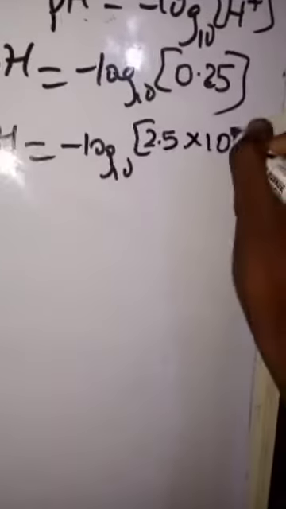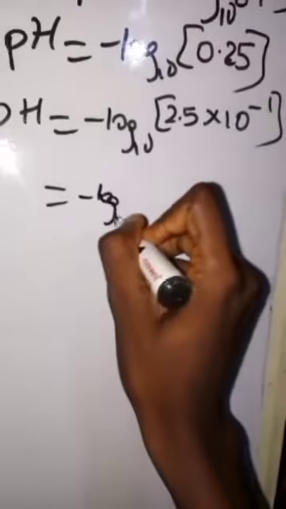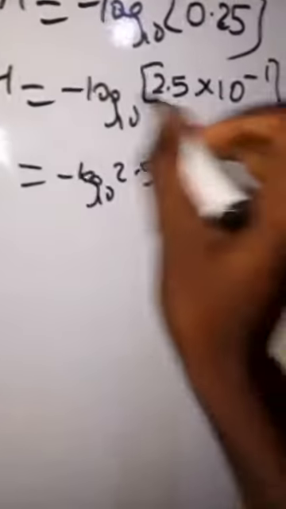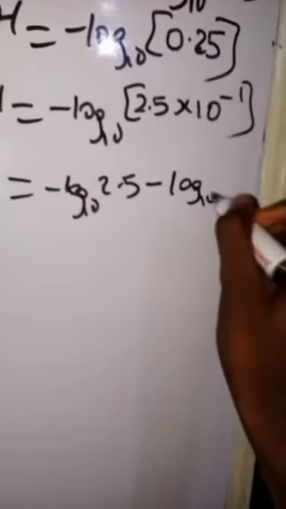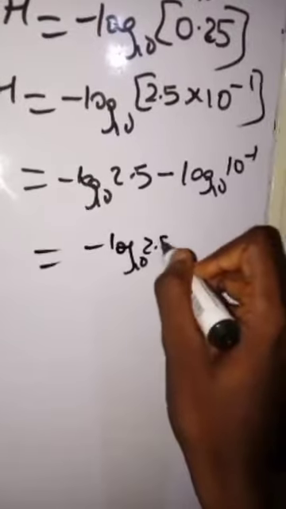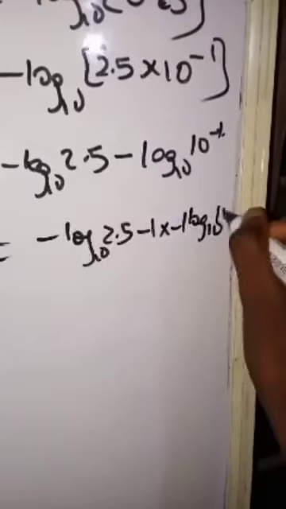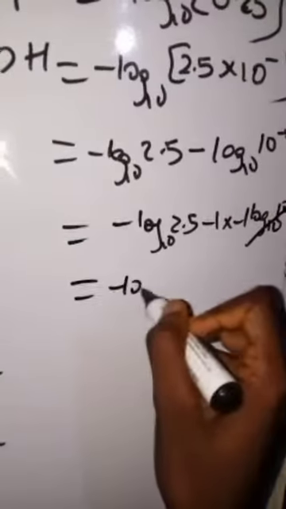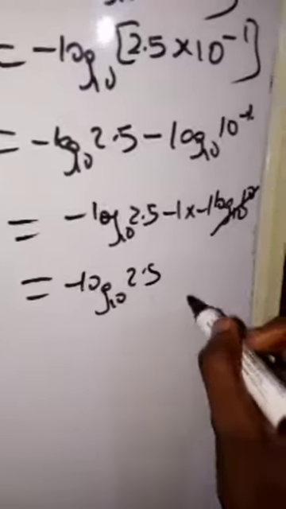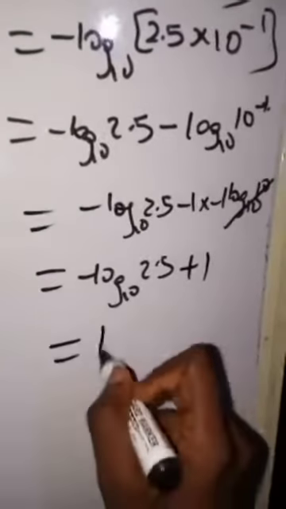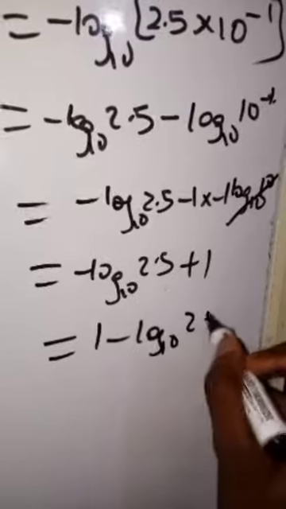2.5 times 10 raised to the power what? Minus 1. You get it now? So open the bracket. Minus log base 10 2.5. Then this one times you change to plus times minus is still minus log base 10 raised to the power minus 1. Just the normal mathematics. Yes, this minus 1 will come to the front. Log 10 base 10. So you cancel it out. Minus log base 10 2.5 minus 1 times minus 1, that's a plus 1. So you have 1 minus log base 10 2.5.